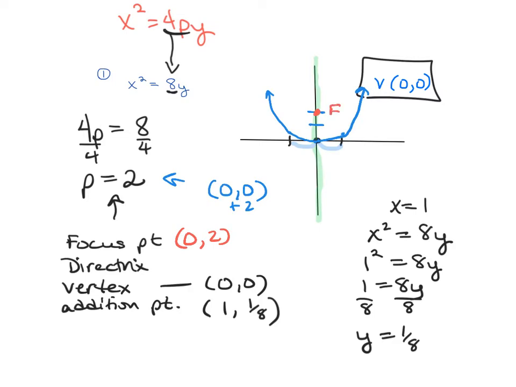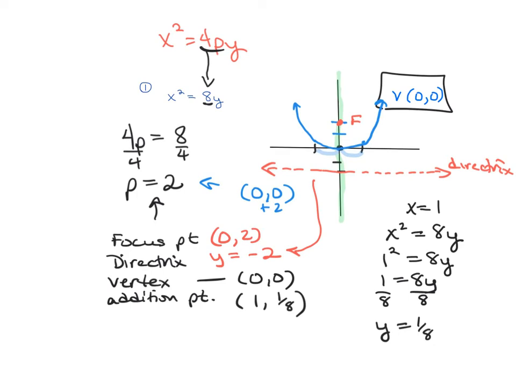That's your focus. Then the directrix, it's going to be the opposite of p. So my directrix equation is y equals the opposite of p, y equals -2. So if I come down here, my directrix line is right here. So this is my directrix. And again, the equation for that directrix is y equals -2.